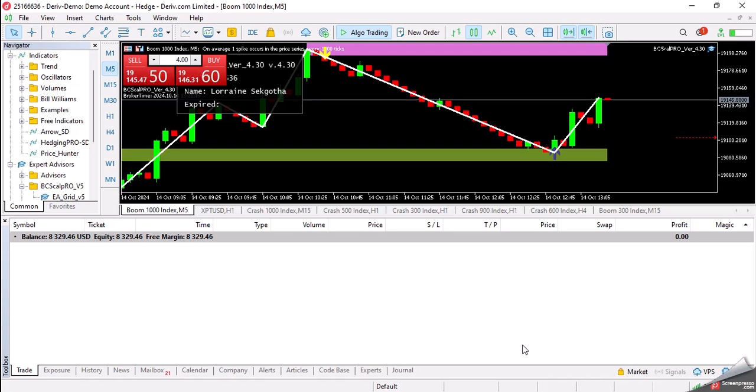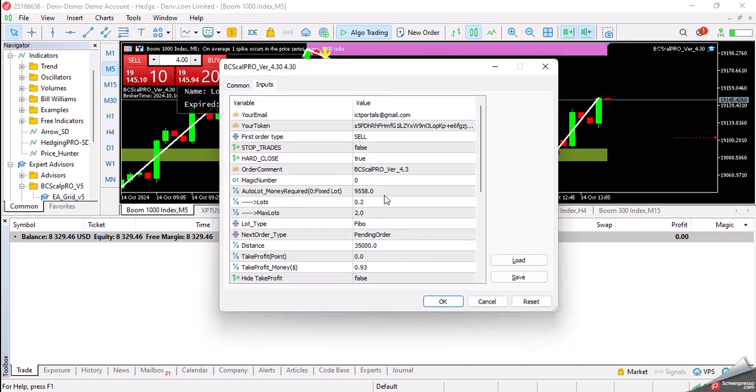Stop trade will wait for the robot to make profit, close, and never trade again. Hard close will close everything at that spot, either profit or loss. You close everything as an emergency, everything at the same time. That is another observation I want you to see. Now let me press F7 on my keyboard and show.